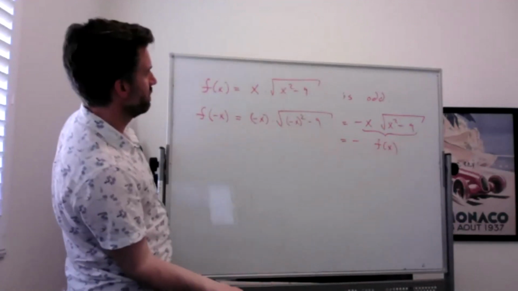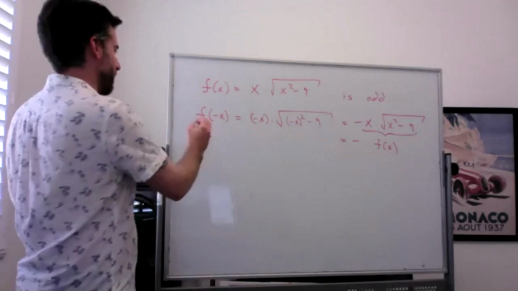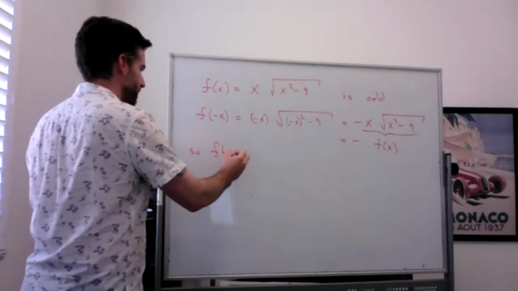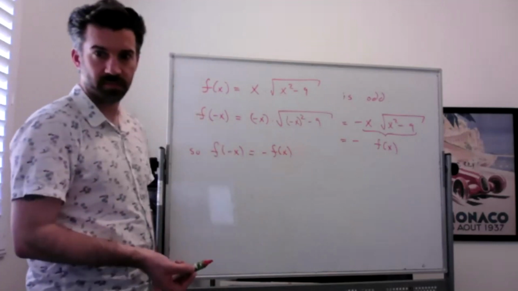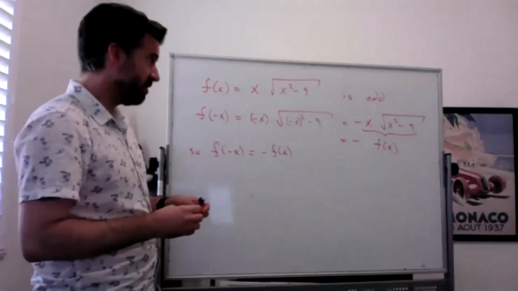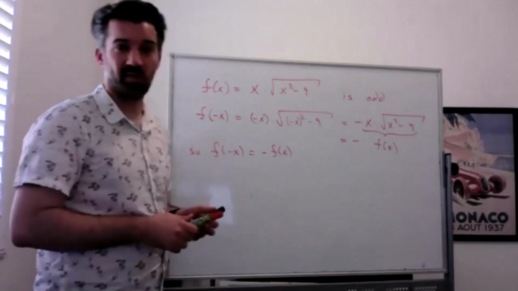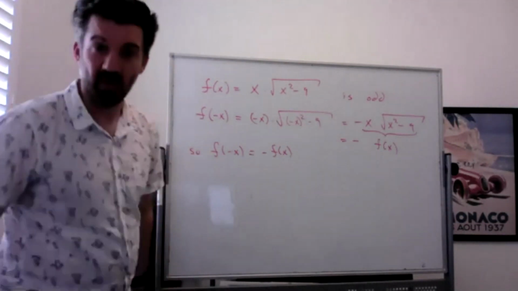And yeah, that's what I wanted. So I see that f of negative x equals negative f of x. Now, this function, I'm not so great at graphing. But you know what is great at graphing?